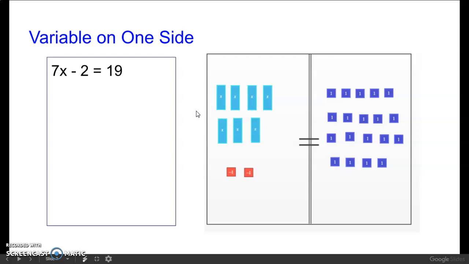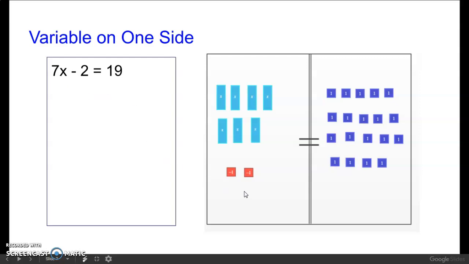So you can see our first problem is 7x minus 2 equals 19. Here's how you would represent that on the algebra tiles. 7 x's and 2 negatives, or 7x minus 2 equals 19. Again, think about this as both sides of the scale, and think about the equal sign as the middle of the scale, or where the balance would be. All right, so this side of the equation, 7x minus 2, is equal to 19.